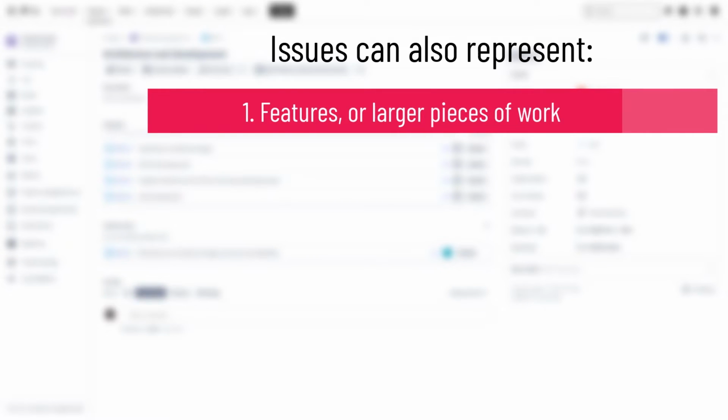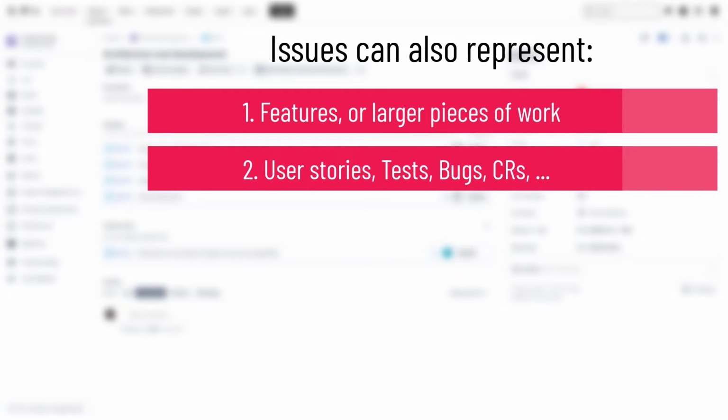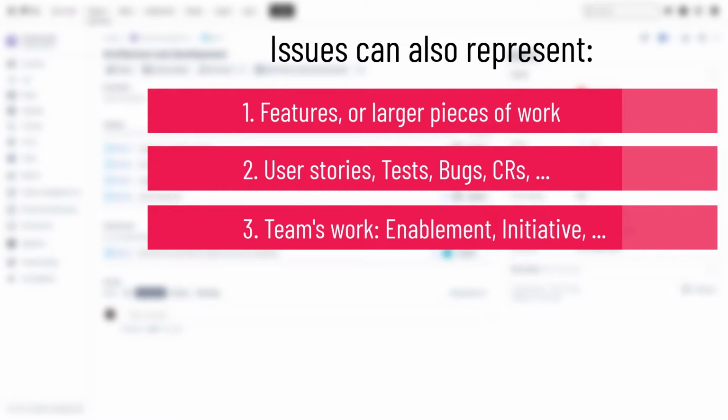Jira issues can also represent a variety of other things. Features or larger pieces of work to be delivered. One of the issue types that is meant to do that is an epic, which is available in Jira software and has some additional functions that will be discussed in the following videos. For software projects, issues may be used to represent user stories, tests, bugs, technical problems, change requests, and so on. Truth be told, this is the origin of Jira, which has been just a simple bug tracker a long time ago.